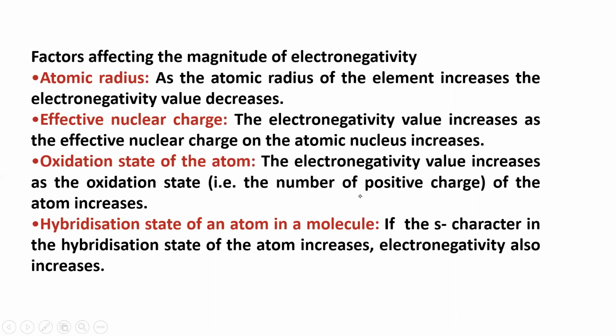So atomic radius: as the atomic radius of the element increases, the electronegativity value decreases. So it is very important. When compared to atomic radius, as the atomic radius of the element increases, that's why down the group the electronegativity value decreases. And across the period atomic radius decreases, so electronegativity increases. So you have to compare all the properties.